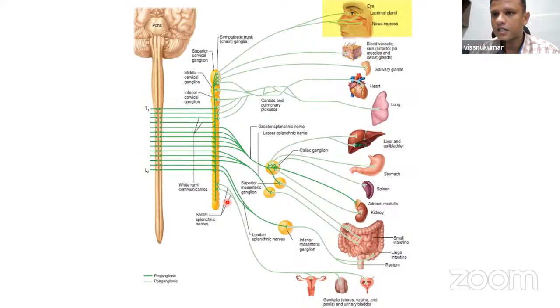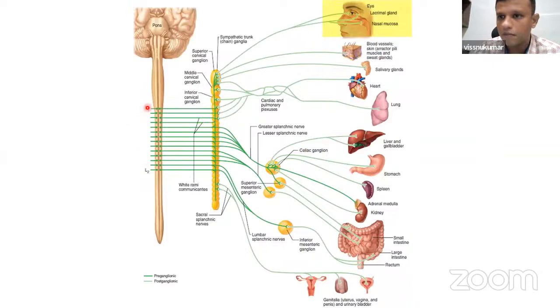And now, this is a very important slide, sympathetic innervation of the viscera. See, the sympathetic nervous system starts from T1 to L2. So sympathetic innervation is from the thoracolumbar outflow, whereas the parasympathetic innervation is from the craniosacral outflow. In the cranial region, we have the oculomotor nerve, third nerve, facial nerve, seventh nerve, glossopharyngeal nerve, ninth nerve, vagus nerve, tenth nerve, and S2 and S3 sacral nerves. These six nerves form the parasympathetic outflow, whereas the sympathetic outflow is from the thoracolumbar region.